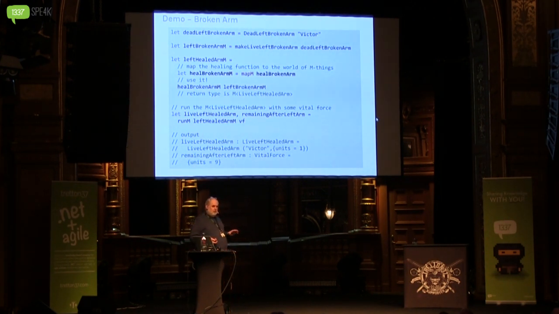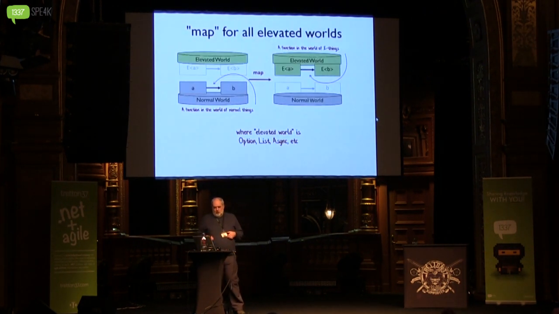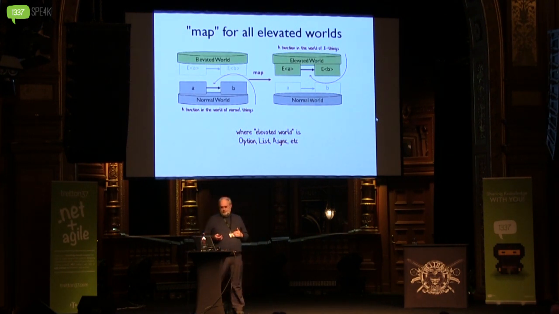So again, don't worry too much about the code. I just want to show you that you can actually do a lot of manipulation in literally 10 lines of code. If you didn't have all the comments, the code would be a lot shorter. The reason why map is so important is it's not just for m things. Map works for all sorts of things. So you have list map, and you have option map, and anytime you have a generic thing, there's a map for it that turns a function in the normal world into a function in the elevated world.